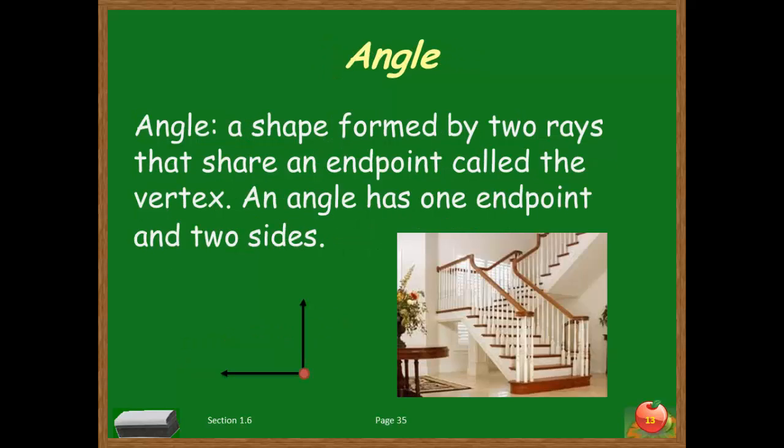Angle. An angle is a shape formed by two rays that share an endpoint. The endpoint that they share is called the vertex. An angle has one endpoint with two sides. The stairs create an angle, where this part, which we may call the landing of the staircase, would be our vertex.